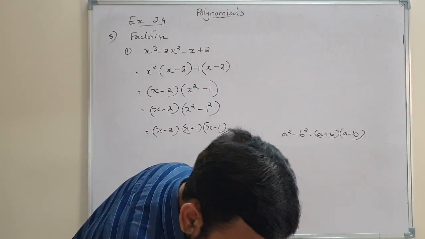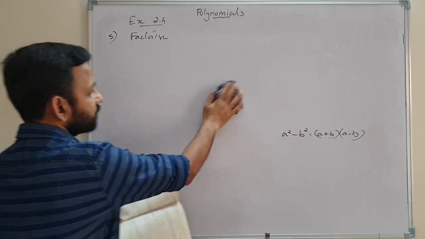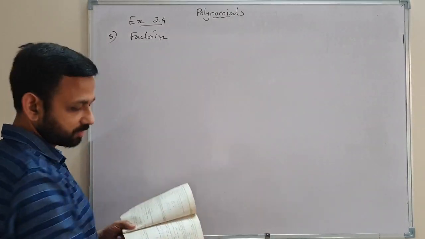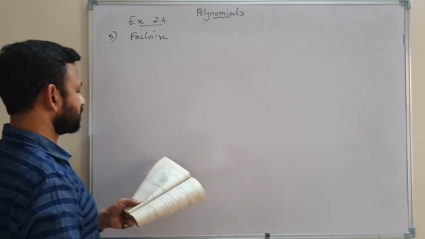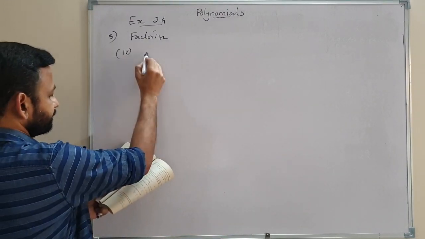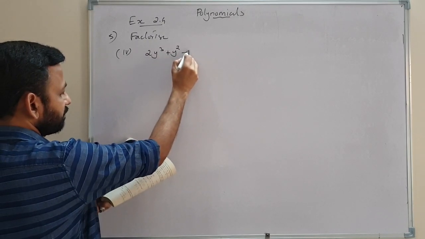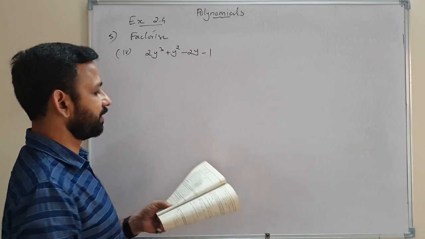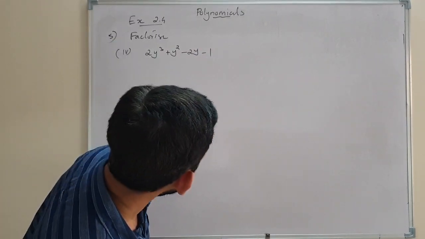Now we will do the fourth part. Question number 5, fourth part: 2y cube plus y square minus 2y minus 1.